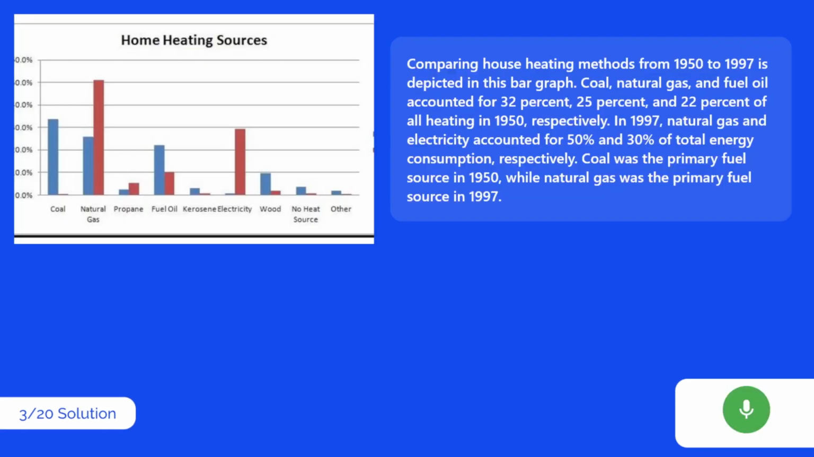Comparing house heating methods from 1950 to 1997 is depicted in this bar graph. Coal, natural gas, and fuel oil accounted for 32%, 25%, and 22% of all heating in 1950, respectively. In 1997, natural gas and electricity accounted for 50% and 30% of total energy consumption, respectively. Coal was the primary fuel source in 1950, while natural gas was the primary fuel source in 1997.